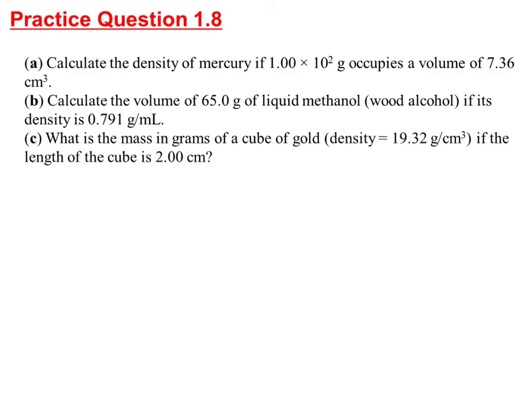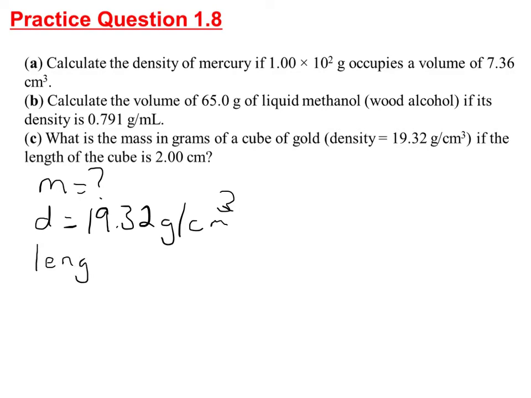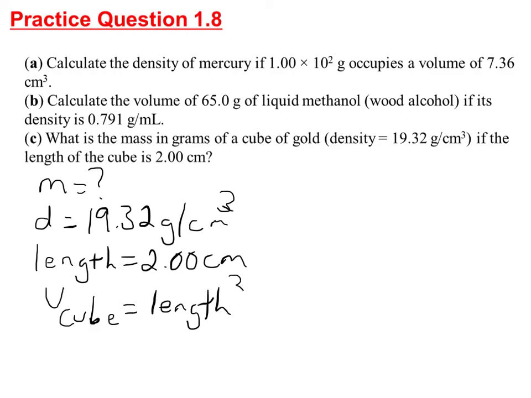The third part of this problem asks: what is the mass in grams of a cube of gold? It has a density equal to 19.32 grams per centimeter cubed, and the length of the cube is 2.00 centimeters. We know that the volume of a cube is equal to the length cubed. If we solve the density equals mass over volume equation for mass, we get mass is equal to density times volume.